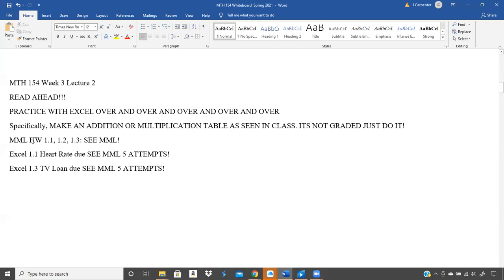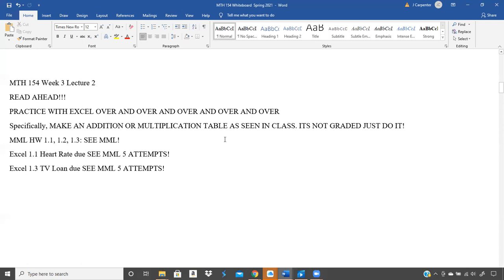So we've already assigned the homeworks for 1.1 through 1.3. So see my math lab for those dates. Same with the Excel heart rate. This may already be due depending on your class, depending on the timing of things. And then the next Excel file that we'll assign is TV loan, which is 1.3.